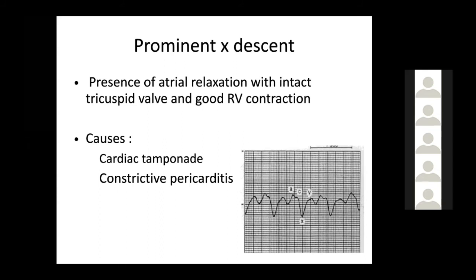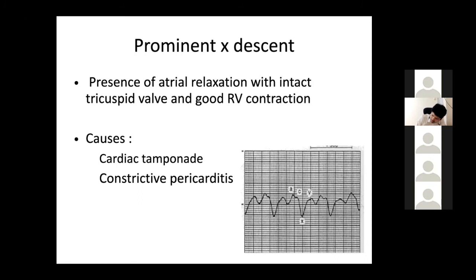Now in constrictive pericarditis, the earlier part of the diastole is not affected. It is the later part of the diastole only which is affected. That is why you get both a prominent X descent and Y descent. In cardiac tamponade, the earlier part of the diastole is also affected, and that is why you get an absent Y descent, which is seen in earlier diastole. So Y descent is absent in cardiac tamponade.